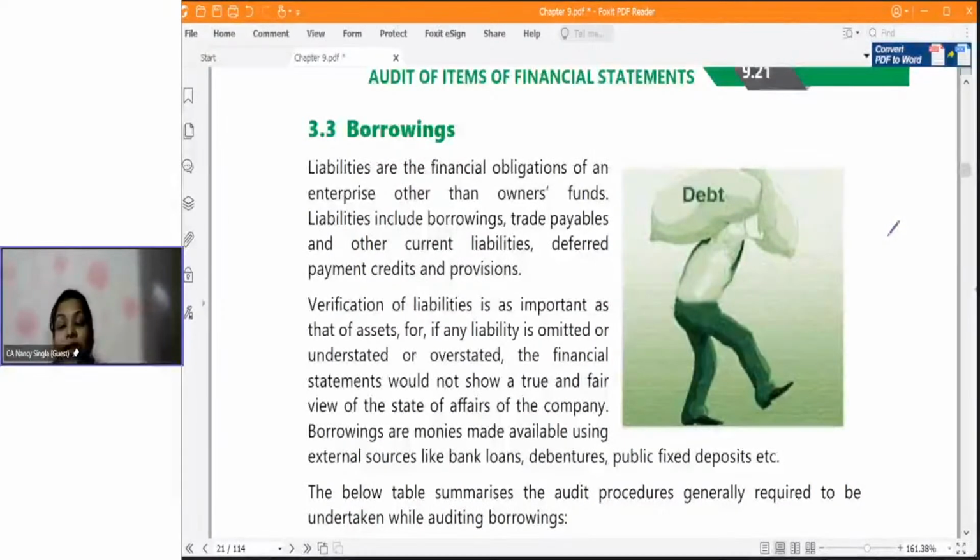Correct. If any loan has been taken against the security of any of the property, then what is that security? The fixed asset register you will verify. Varsha, you are absolutely correct. Others also please reply.